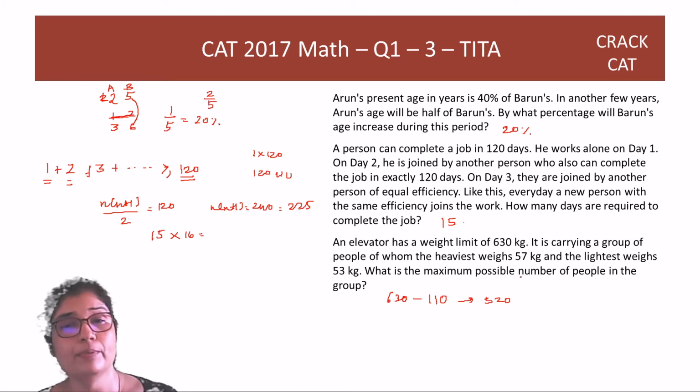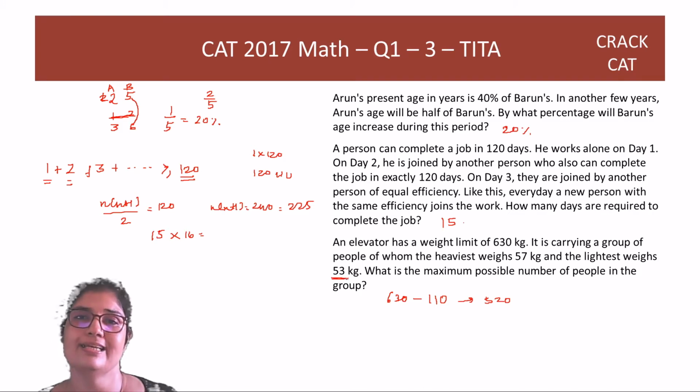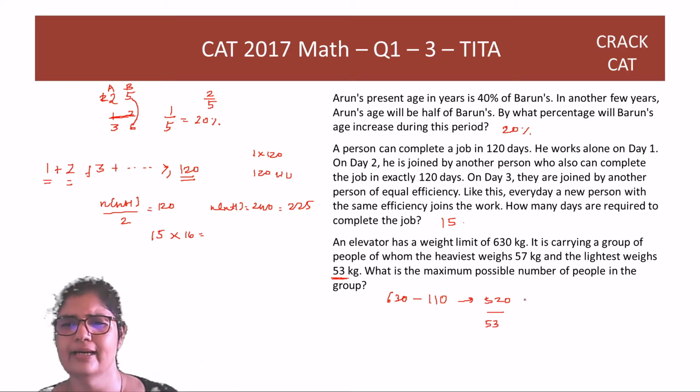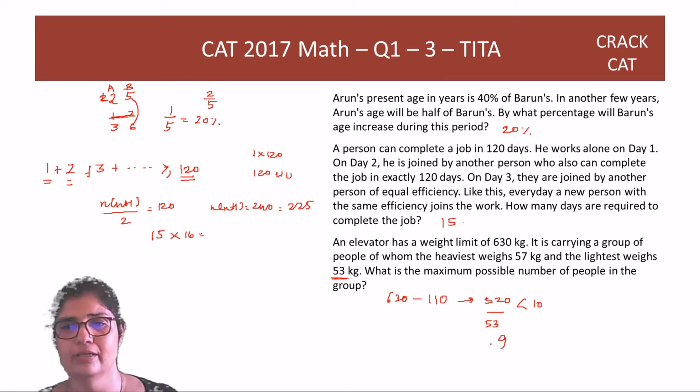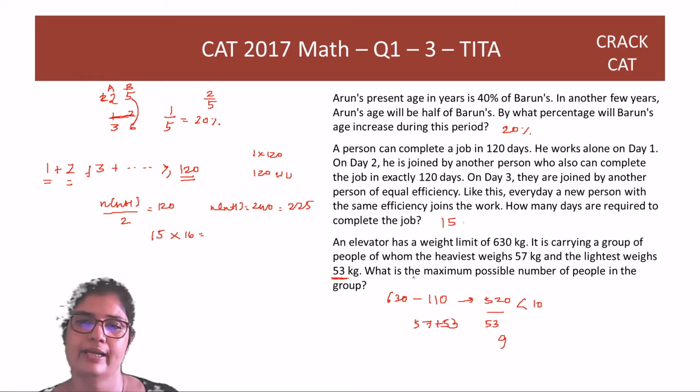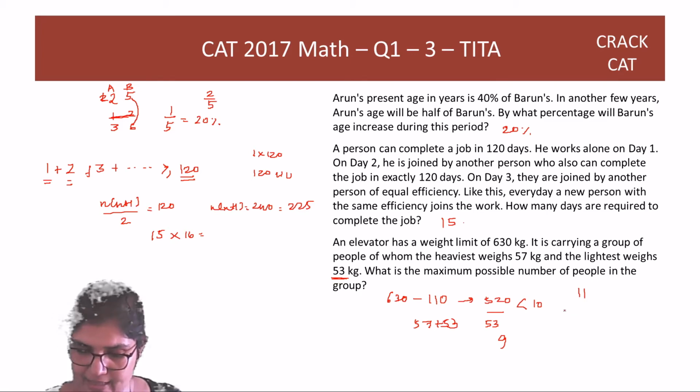If I want more people in the lift, then I have to stick to the minimum. The lesser their weight, the more the people. So in 520, how many 53s can I fit in? A little less than 10, right? 530 over 53 is exactly 10. This is a little less than 10, so you can fit in 9 more people, and the original 2, heaviest and lightest, right? So the answer is going to be 11, 9 plus 2. So these are the 3 TITA answers here.